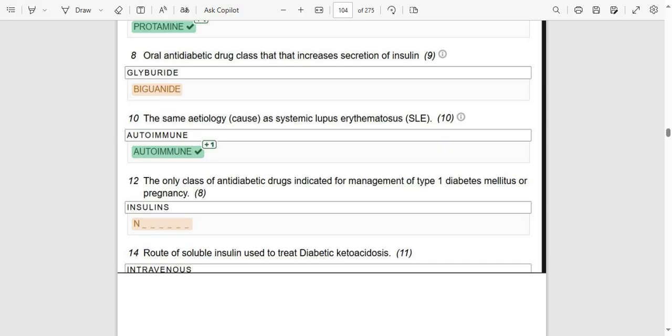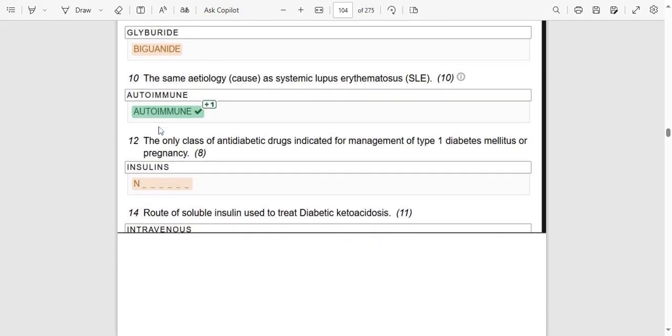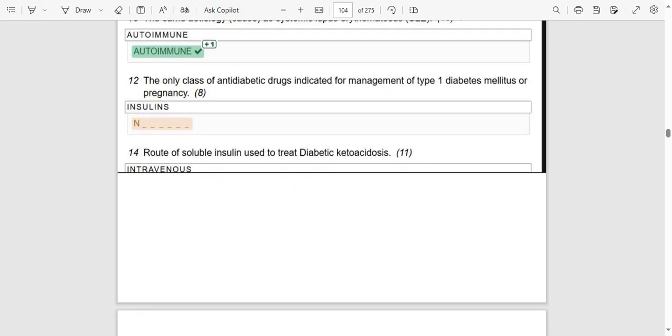Okay, thank you. So it is glyburide, sulfonylureas. The same etiology causes the same etiology as systemic lupus erythematosus. Okay, we know SLE is an autoimmune disease.